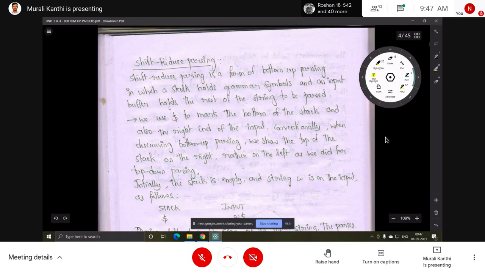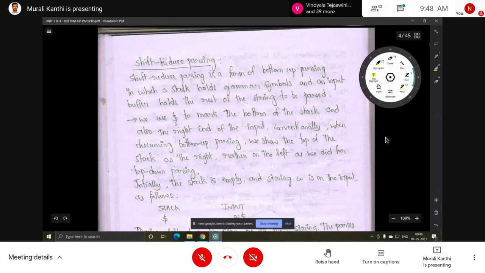One is what? The input buffer, which is used to hold the input string with a dollar symbol at the end of the string. That is a right hand marker that indicates the end of the string. We use a dollar to mark the bottom of the stack, and a dollar is also used at the end of the string in the input buffer. So this dollar marks the bottom of the stack and also the right end of the input. These two symbols are in the input buffer and in the stack.